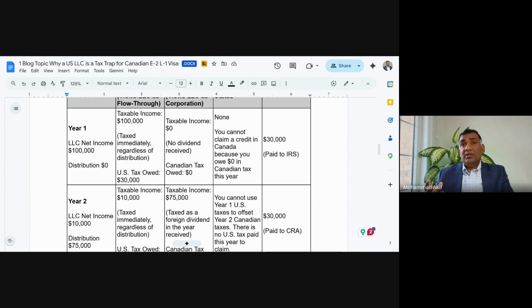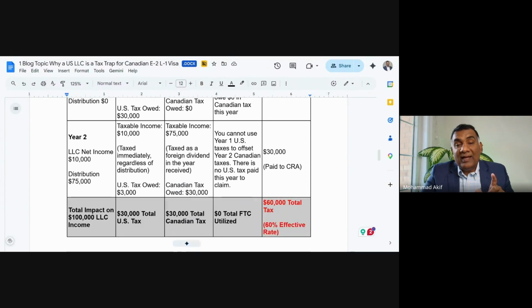Whereas on the Canadian side, they're looking at this as a dividend, just like a Canadian corporation. And they're saying that we're going to tax you on that dividend. This is what is happening. So now, in the second year, we have taxable income on the Canadian side of a dividend, which is 75,000. There's no tax that we have paid on the 75,000 in year 2, so no foreign US taxes to offset any Canadian taxes. And then you end up paying 30,000 to the CRA on the dividend.